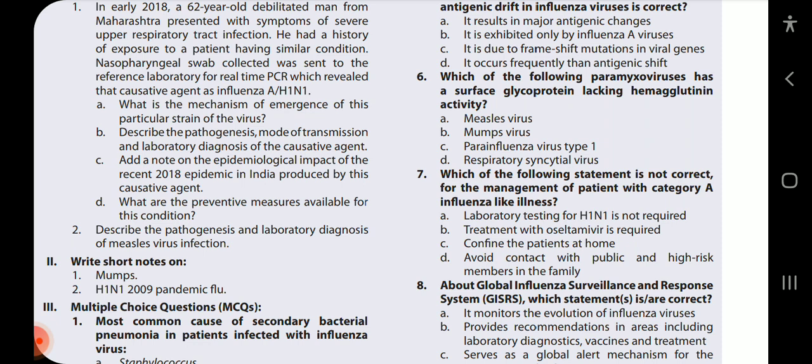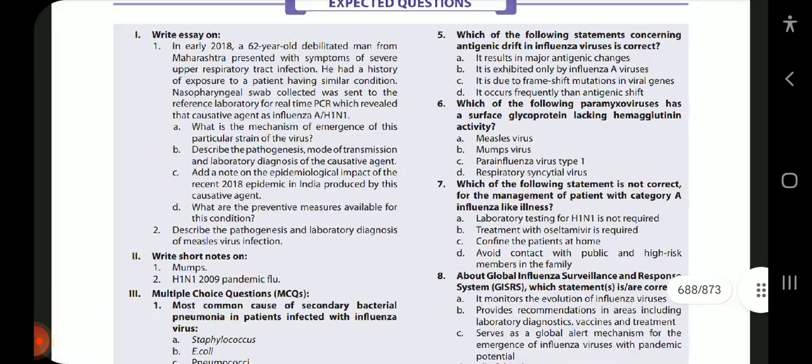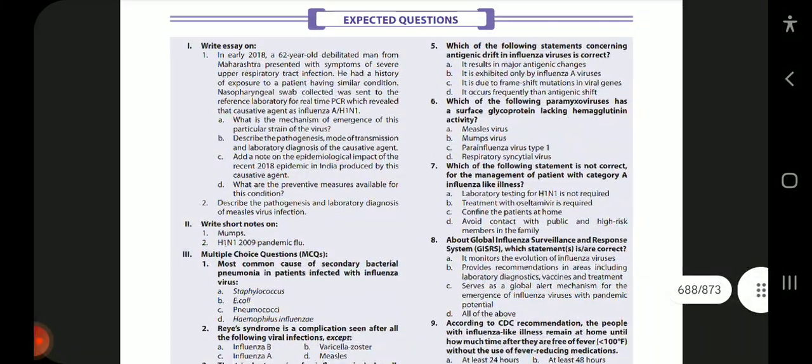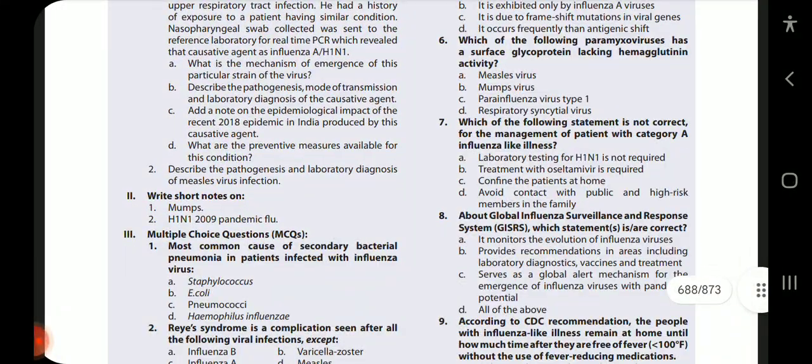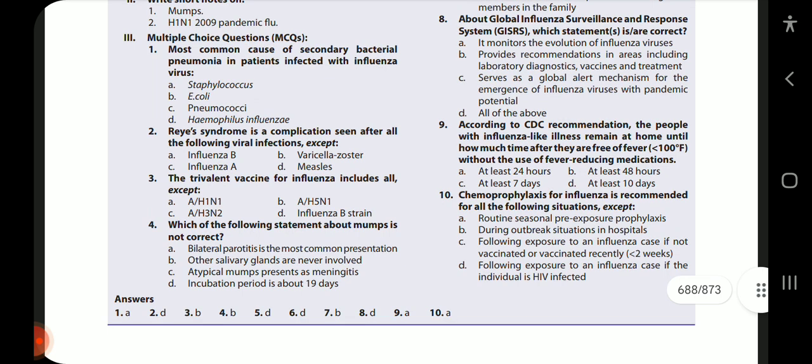The pathogenesis and lab diagnosis of measles virus infection we can write. Short notes on mumps and the H1N1 2009 pandemic flu, this also we can do. Now coming to the multiple choice questions. The most common cause of secondary bacterial pneumonia in patients with influenza virus is Staphylococcus. Reye's syndrome is a complication seen after all the following viral infections except: it is seen in influenza and varicella zoster virus, but measles does not cause Reye's syndrome.